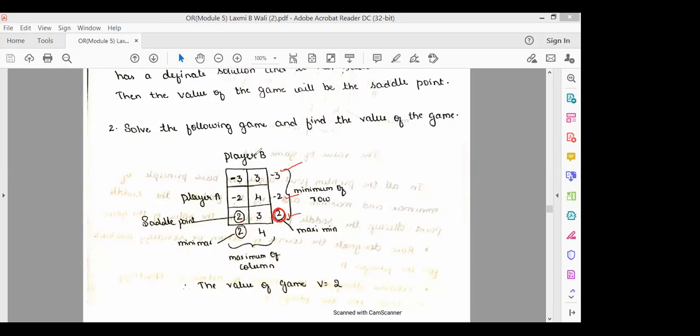Same way for player B, what you have to do? Column-wise, first identify the maximum. Comparing -3, -2, 2, the maximum is 2. Write 2 here. And then for the second column, compare the elements and choose the maximum. Comparing 3, 4, 3, 4 is the maximum. Write 4 here. Now among the column maximums, you have to choose the minimum. Comparing 2 and 4, the minimum is 2.